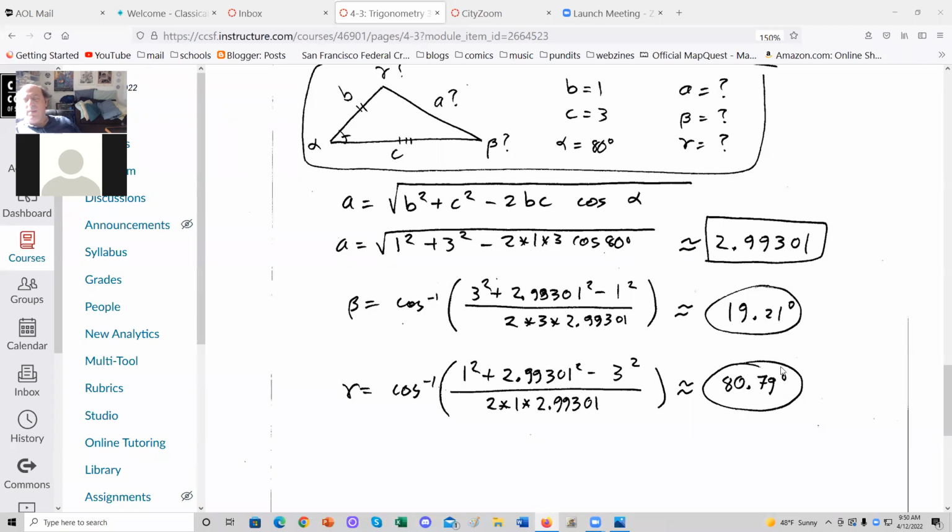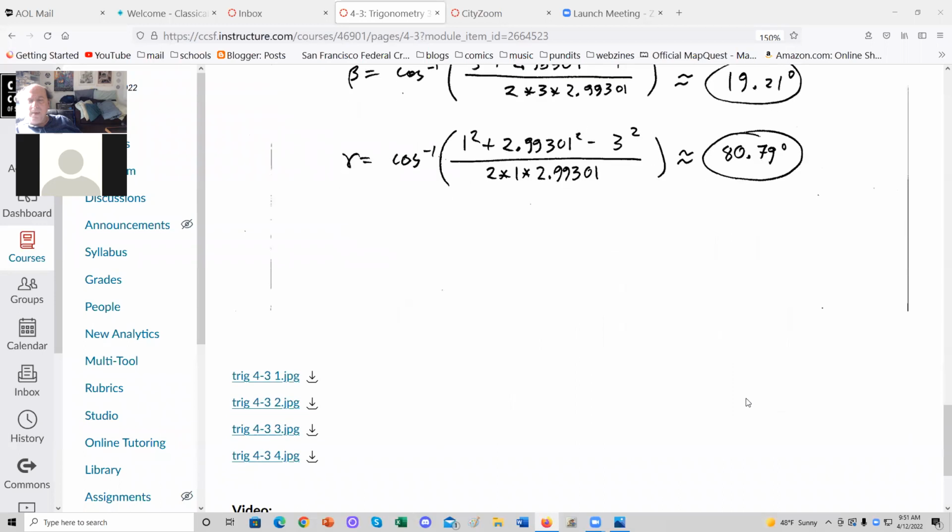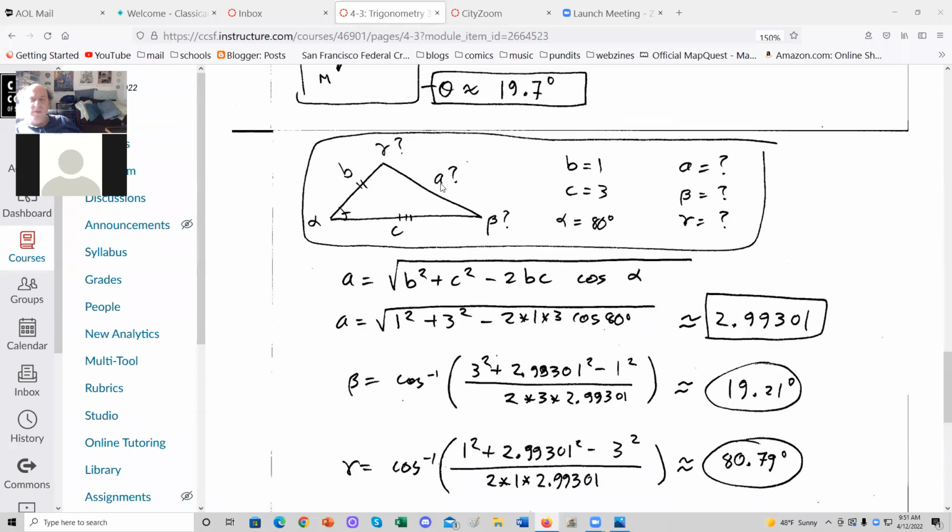And again, we could find gamma by subtracting alpha and beta from 180, but let's go by original values. Here's gamma. We take the adjacent sides. B is 1, A is 2.99301, so 1 squared plus 2.99301 squared minus the far side squared, which is 3 squared, all over 2 times 1 times 2.99301. And after some calculation, that's about 80.79 degrees. So for this one, we had a side angle side problem. Find the third side, and from the three sides, use the arc cosine law.